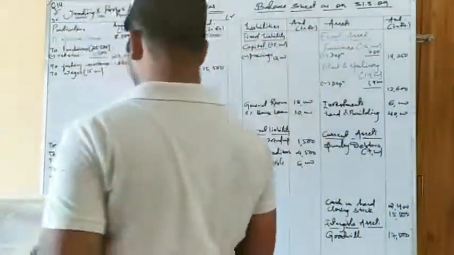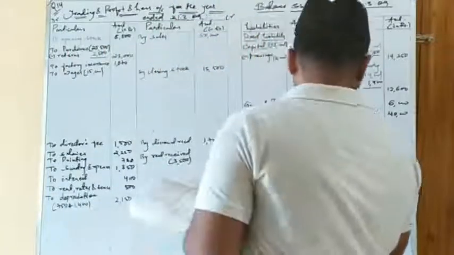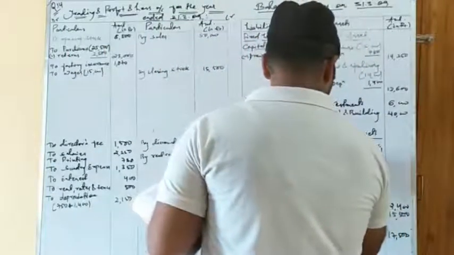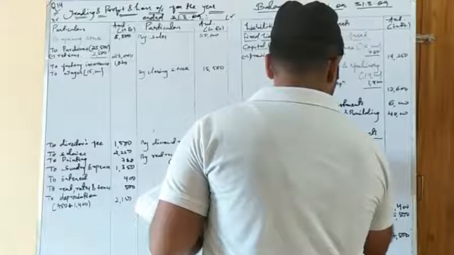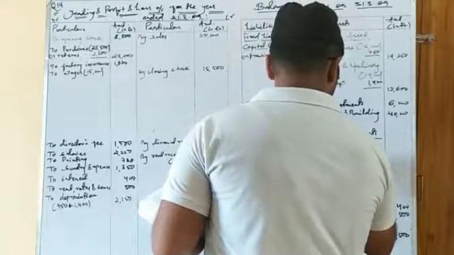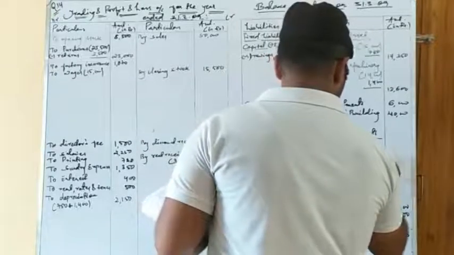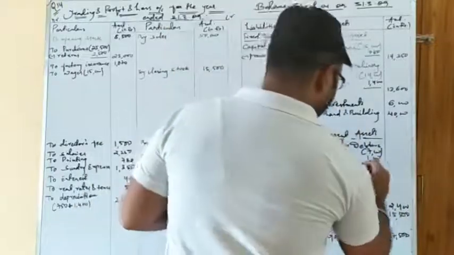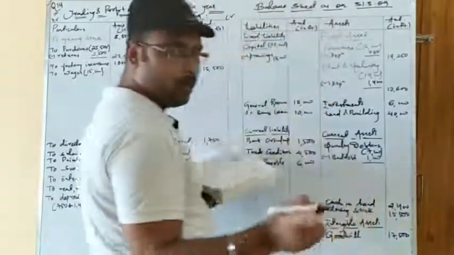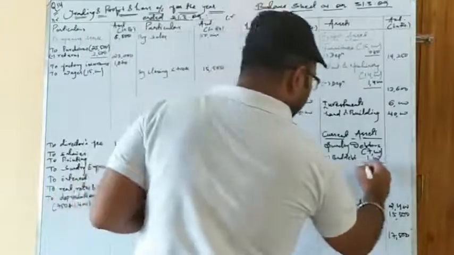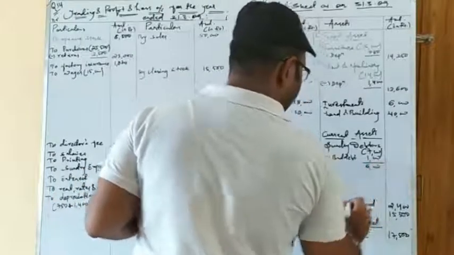So first of all, you have to write, or you can deduct, less bad debt. The bad debt is 1,000, and I am subtracting the value of bad debt, 1,000, from the debtors. I got the net amount as 6,000.